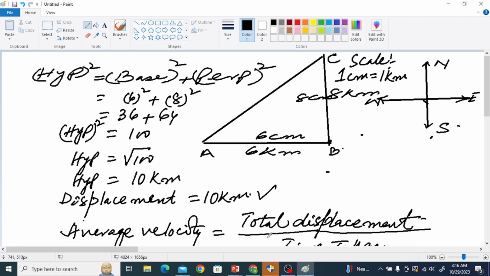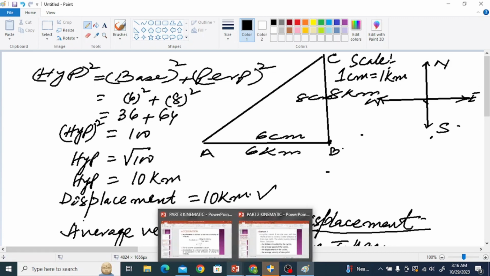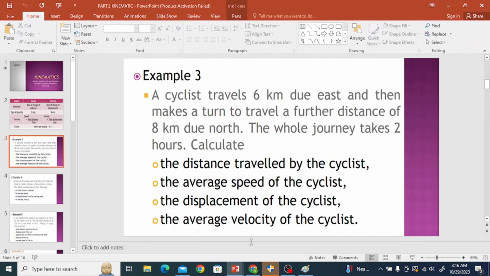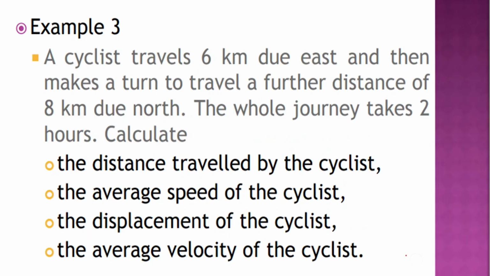Okay, now after solving this, we are going for the next part.